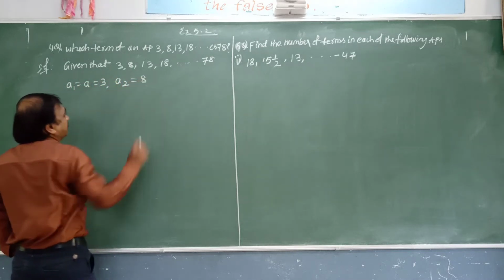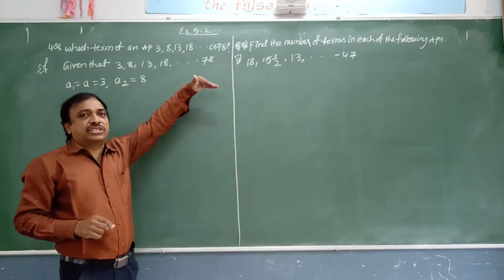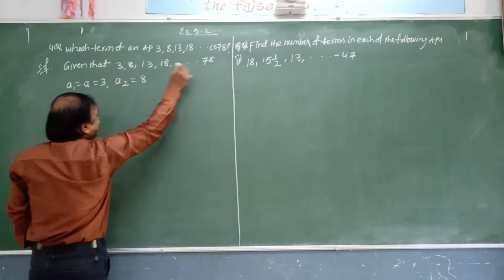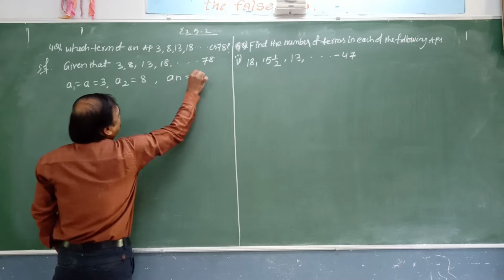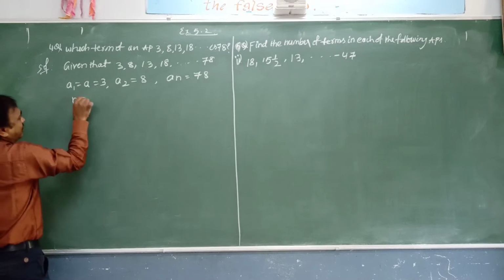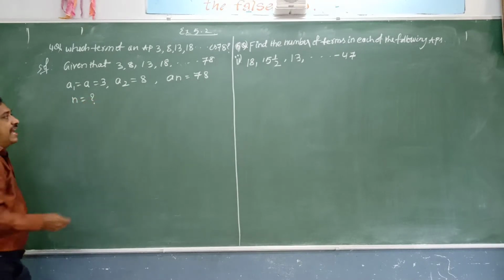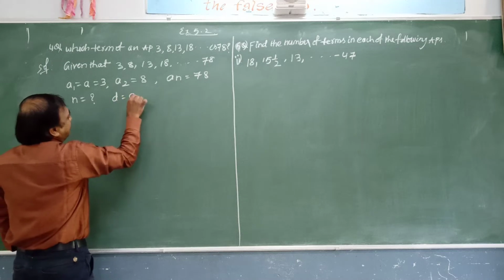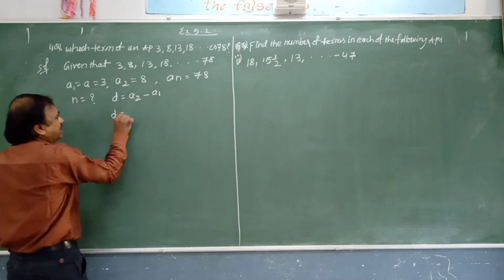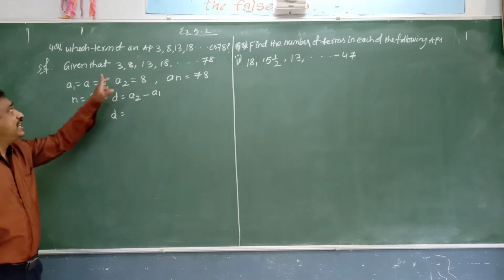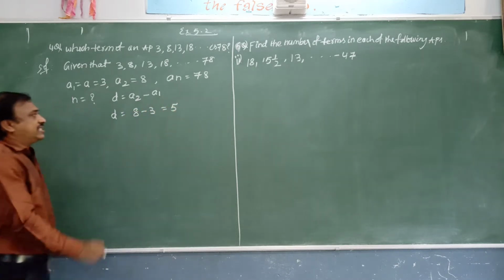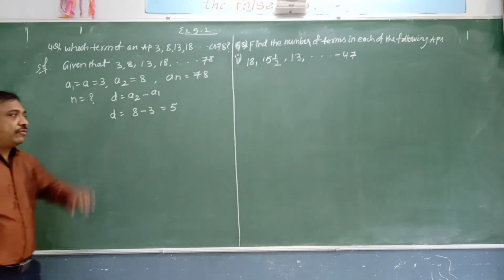First, a is equal to a1, which is 3, and a2 is equal to 8. This is an arithmetic progression. Now, 78 is an, so an is equal to 78, and you have to find the n value. The common difference d is equal to a2 minus a1, which is 8 minus 3, which is equal to 5. So the common difference is 5.